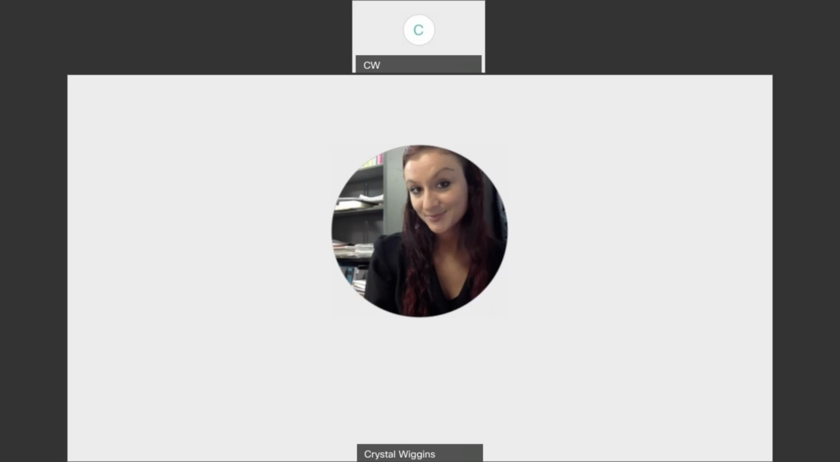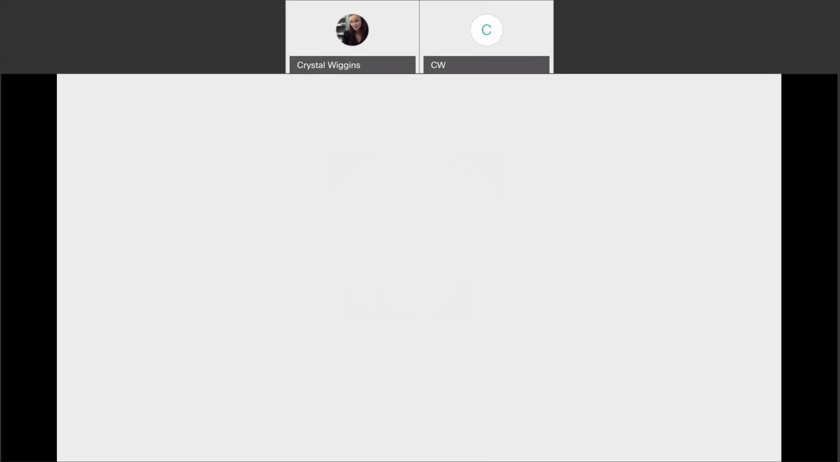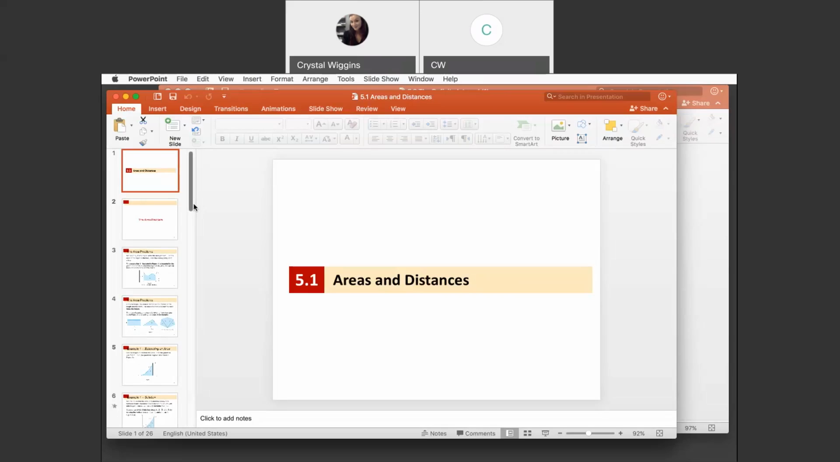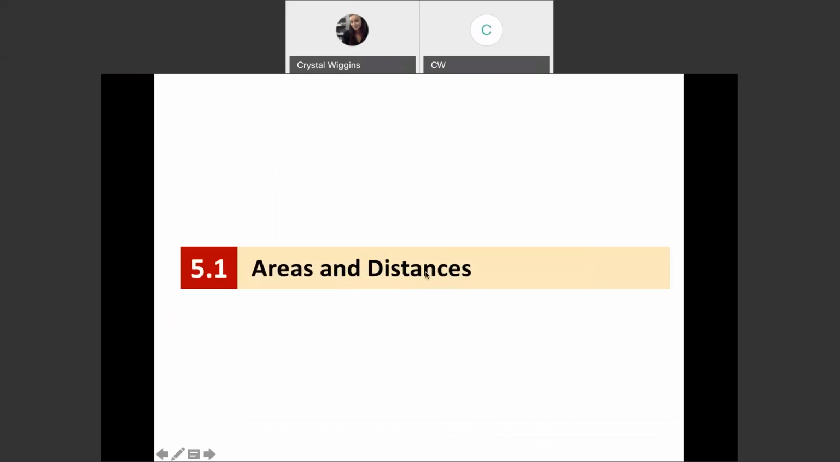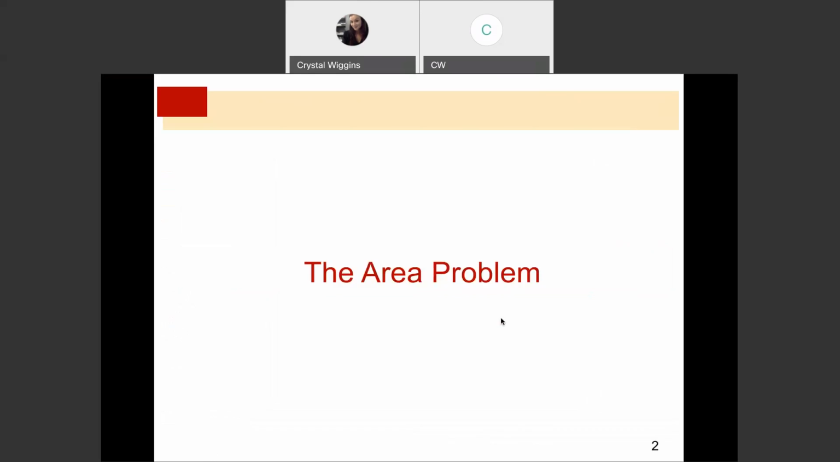Okay, so let's start off with our PowerPoint in 5.1. Here we go. Areas and distances. When we are calculating antiderivatives, we are essentially calculating areas or distance traveled. The area problem. Let's handle the area problem first.